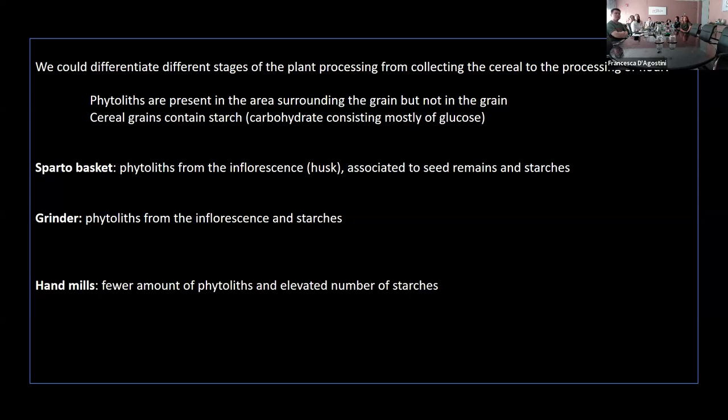Then we analyzed a grinder and found phytoliths from the inflorescence, again from the husk, and starches. So we interpret this as them trying to dehusk the grain. But then we looked at the handmills and there we found a very small amount of phytoliths, but a very high number of starches. So they were probably already grinding the flour. This is a study I like very much.